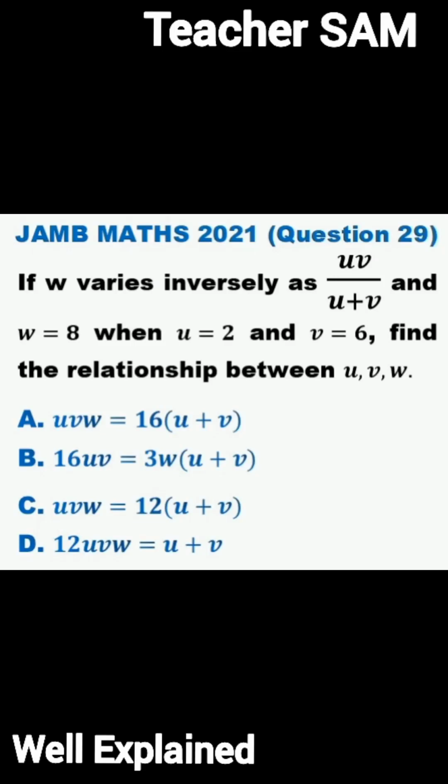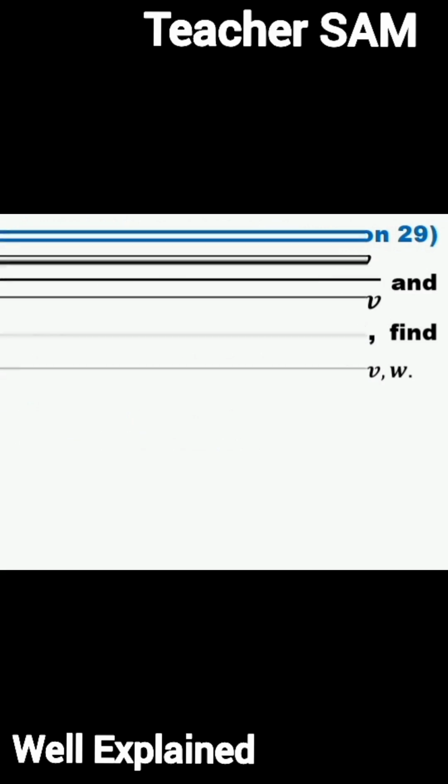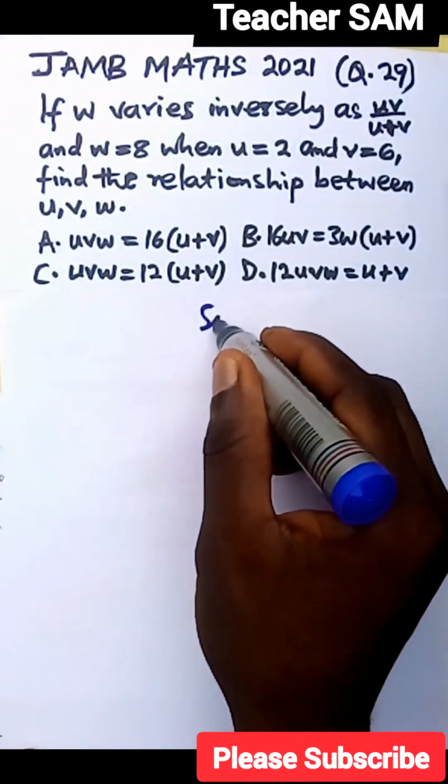If W varies inversely as UV all over U plus V, and W is equal to 8 when U is equal to 2 and V is equal to 6, find the relationship between U, V, and W. We have options A to option D. Let's solve. Solution.